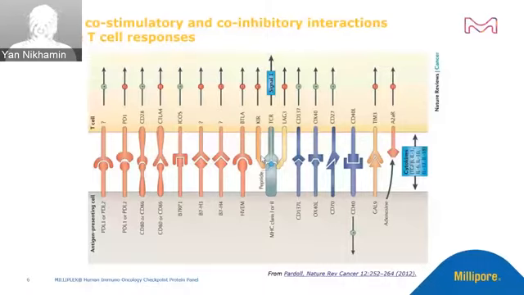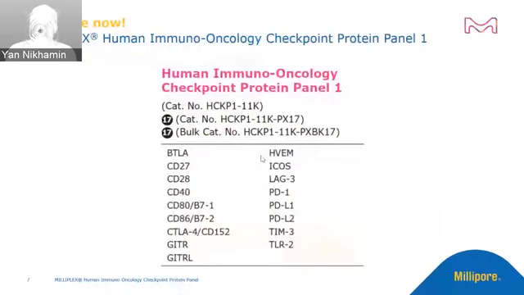Slide, please. And with knowing that disease state, it improves our understanding and knowledge, and perhaps improves our understanding on how to treat said disease. So, MilliporeSigma has come up with a panel that we call the Immuno-Oncology Checkpoint Protein Panel 1. It is a 17-plex panel that includes our popular or common immune checkpoint molecules that have become solubilized.